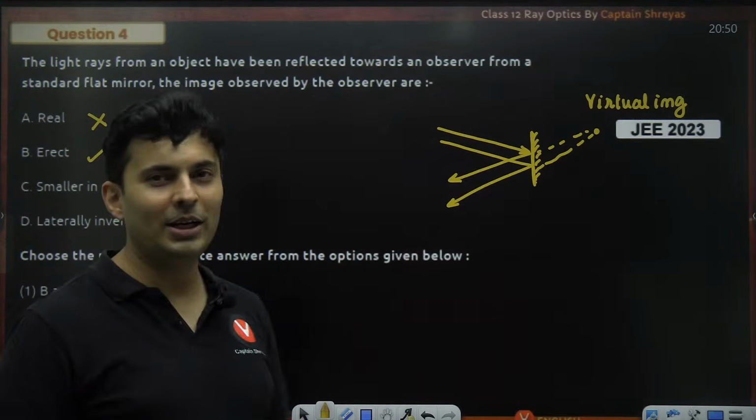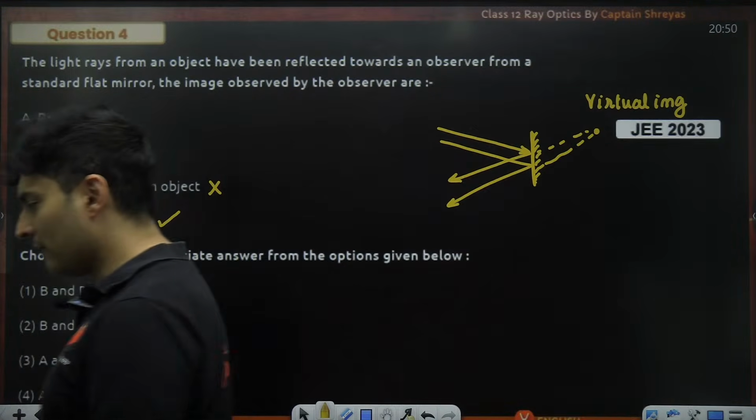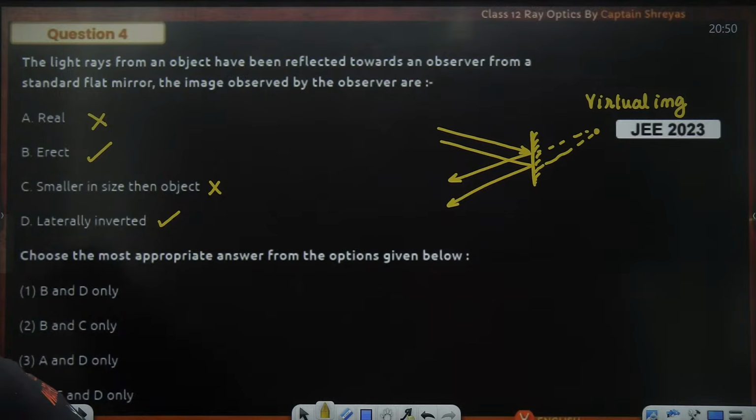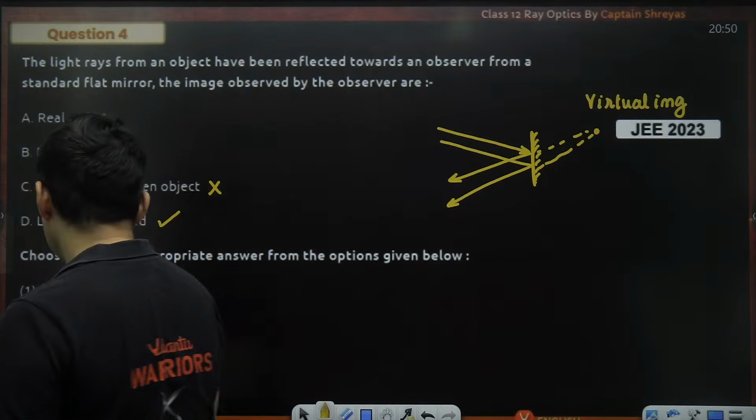Imagine this was asked in JEE 2023 for a plane mirror. Yeah, very good, Rohit, Rama. Amazing. Thank you so much, Sangeem. Yes, perfecto, perfecto. Amazing.